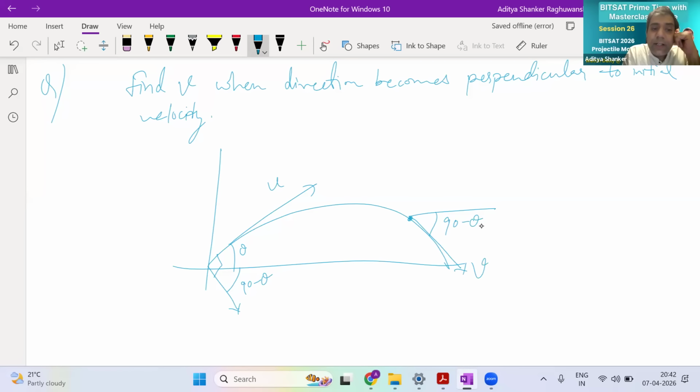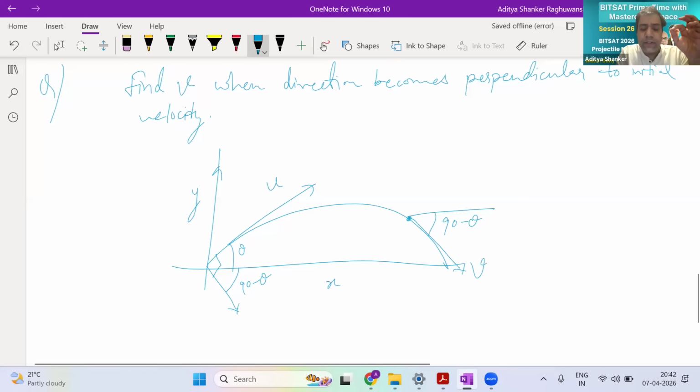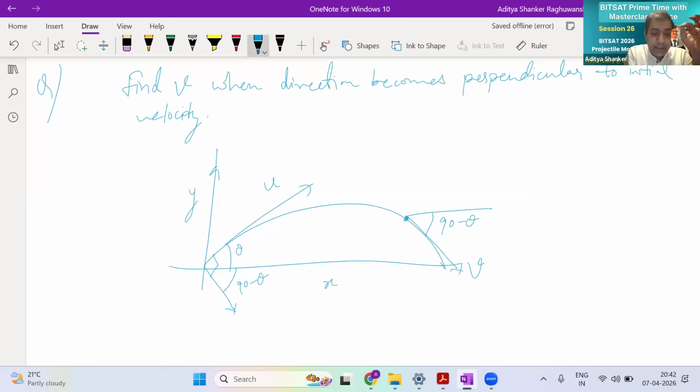What concept we are going to use, my dear friends, here? This is your x direction, this is your y direction. There is no acceleration due to gravity in x direction, so the horizontal velocity component will remain same. That means this u cos theta will remain same everywhere. Here also it is going to be u cos theta. So if I take the horizontal component of this v, that will also be equal to u cos theta. So v cos(90 minus theta) is going to be equal to u cos theta.